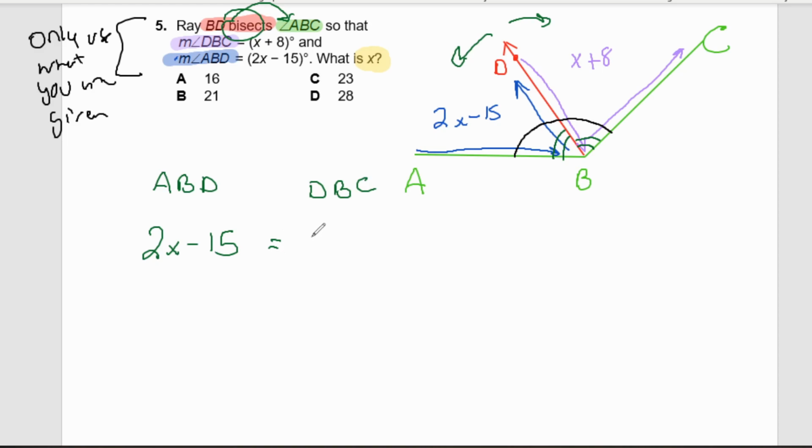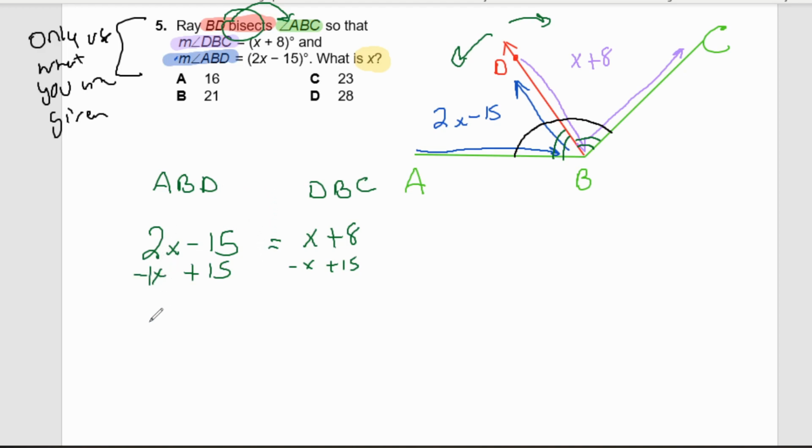And DBC's value is x plus 8. So now I have set this up so that I had an overall angle ABC. It was cut in half by this ray BD, and I've shown that those new angles are congruent. And since I know they're congruent, I can set them equal to each other. And I can solve for x by adding 15 to both sides and subtracting x from both sides.